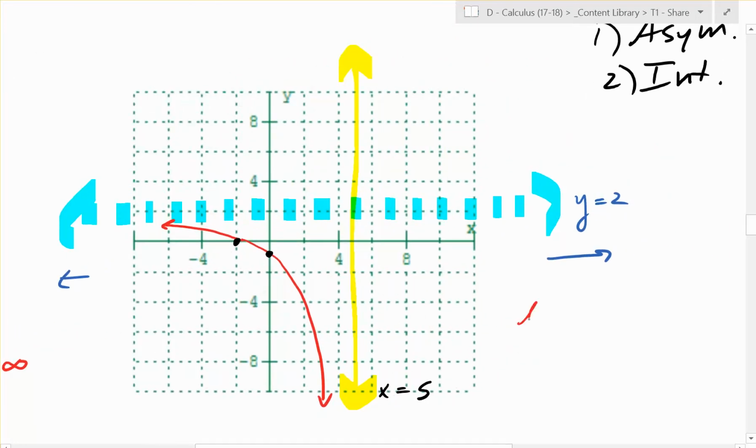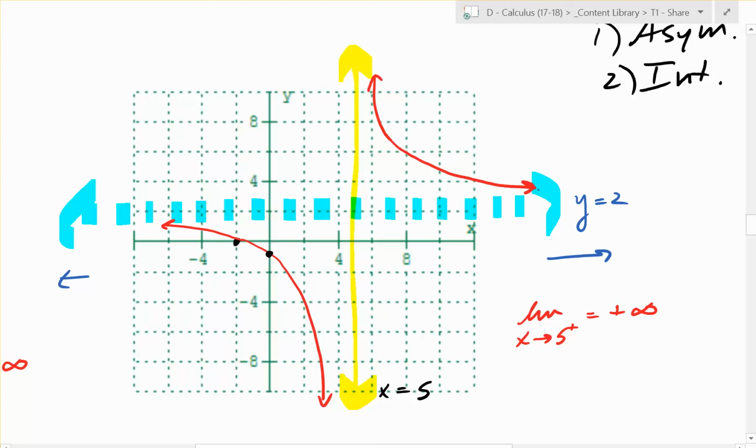But we also know the limit as x goes to 5 from the right was positive infinity from earlier. So as you approach 5 from the right, it goes infinitely up. So we know the curve is going to go up. So therefore it's going to go down like this. It's going to go down like this.